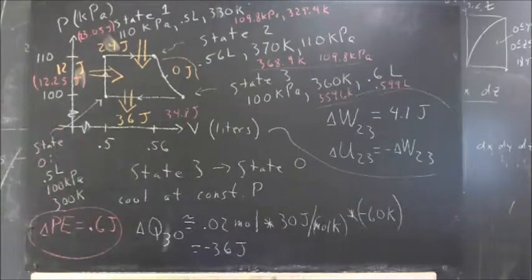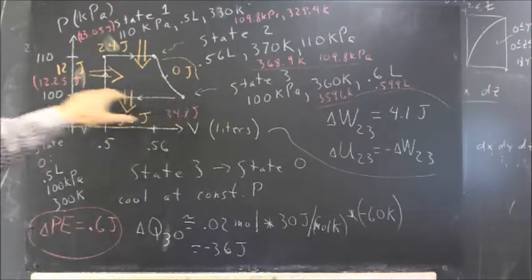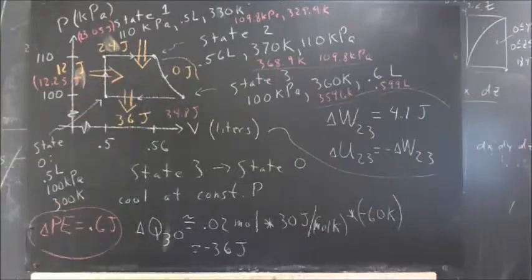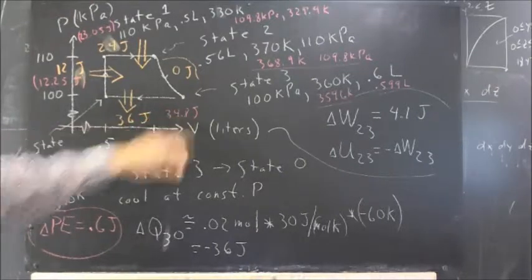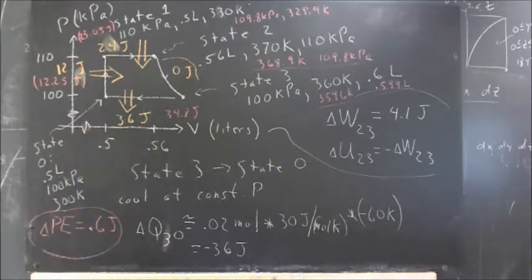So the system actually does negative work during this phase, and loses 36 joules of energy. So, and actually the accurate number is 34.8 joules. 36 joules was an approximation based on approximations of the number of moles and so forth.